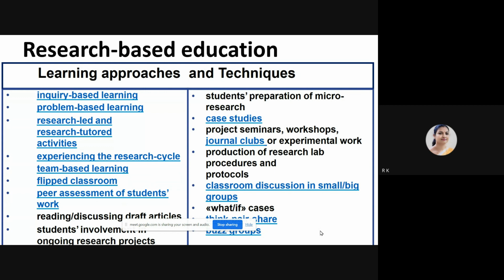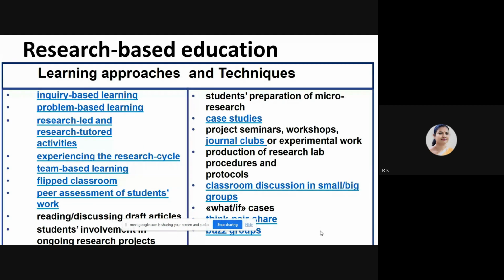And conduct workshops. I'm not talking about the regular workshops. It is student workshops. Give them a topic and let them conduct it during your class. Let them conduct the workshops, and something called journal clubs, which I've already discussed, or experimental work.